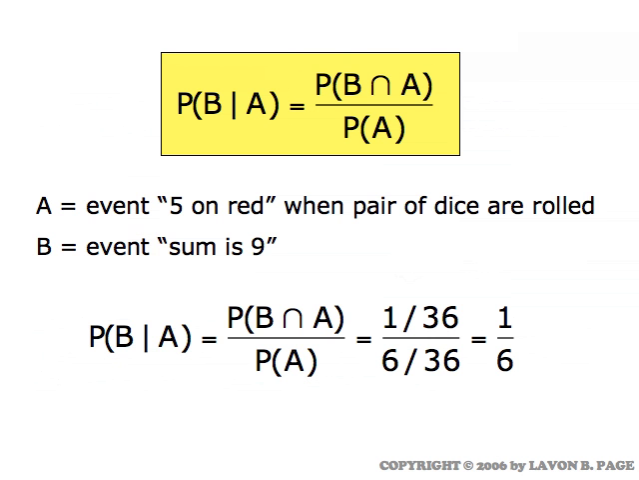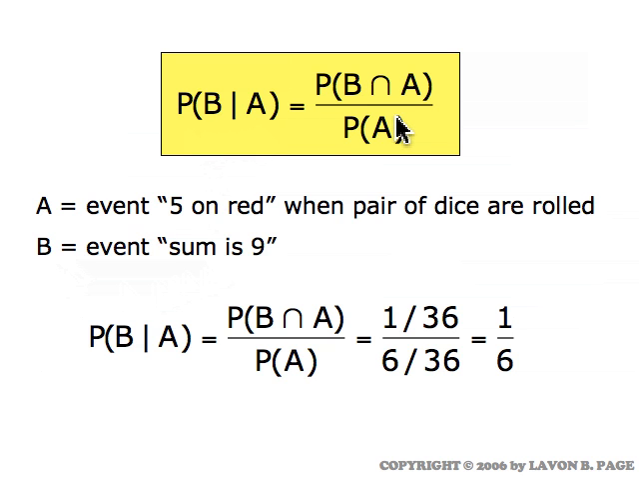Let's illustrate with the example we've already considered, that is, the chances of getting a sum of 9 based on the knowledge that we had a 5 on the red die when we were rolling a pair of dice. Here we're letting A represent the event that the red die shows the number 5, and B the event that the sum of the numbers on the red and green die is 9. And we're thinking about the conditional probability of a sum of 9 based on the knowledge that the red die has a 5 on it.